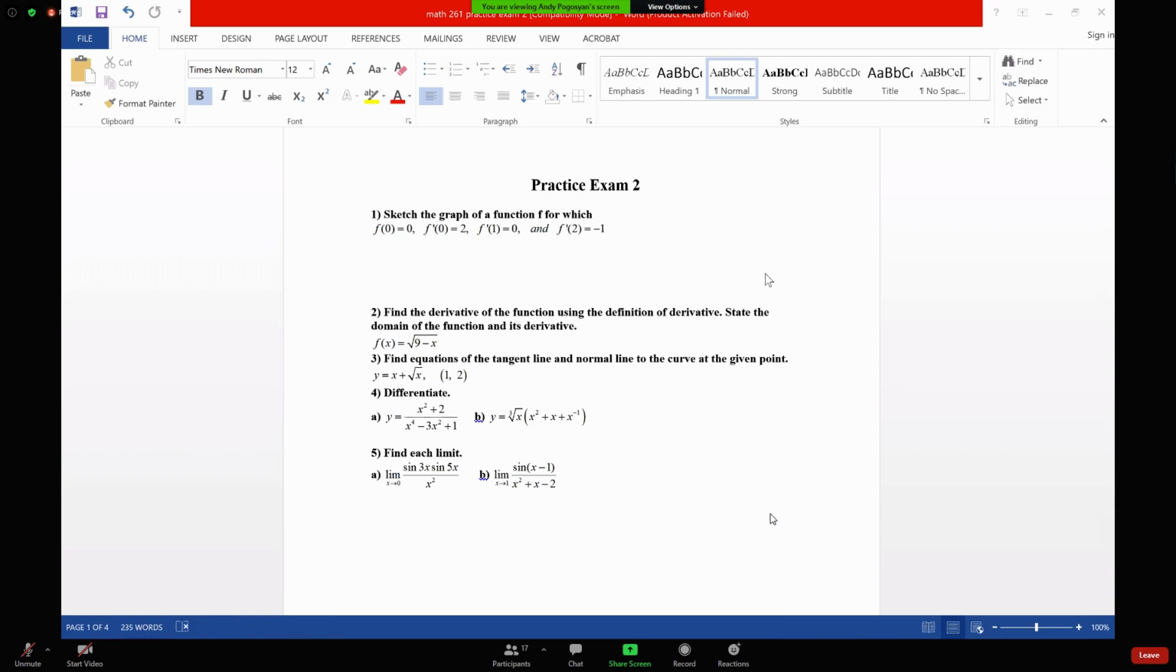So it should pass through 0. So the tangent should have a slope 2 at 0. Tangent at 1 should be 0. Tangent at 2 should be negative 1. That's it. Oh, it should be tangent to those lines. I get it. Tangent is 2. Tangent is 0. Tangent is negative 1. The only thing it says is f at 0 is 0. That's it.